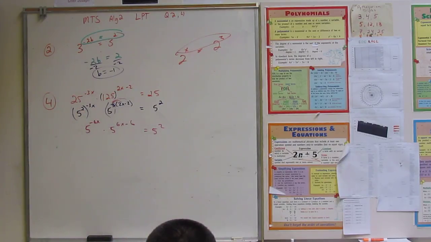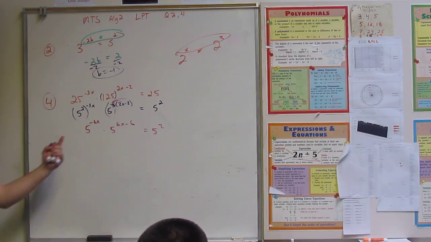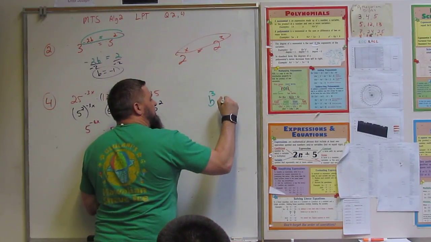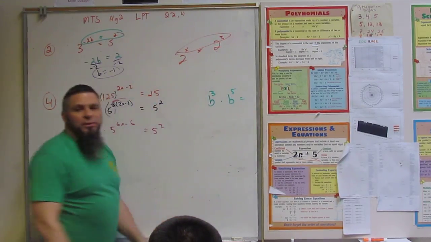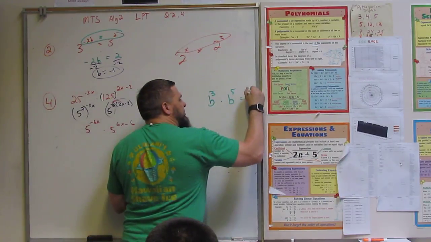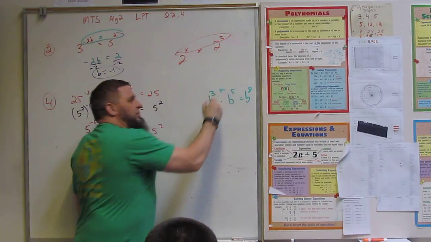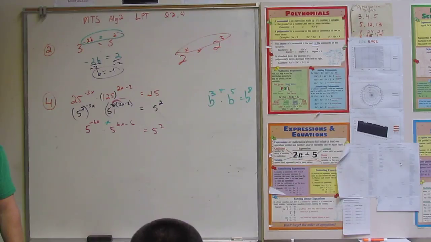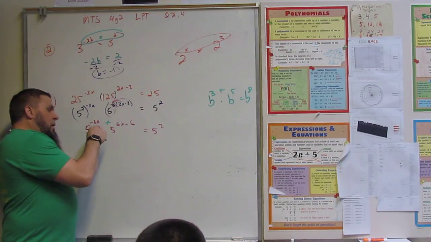Now, what do we do when we multiply powers of the same base? What do we do to the exponents? In other words, b cubed times b to the 5th. What does that equal? B to the 8th. Yeah, b to the 8th. You added them. So multiplication is addition? Yeah. This is exponential rules. So, we're going to add these two.